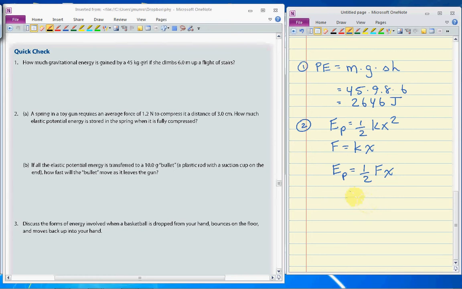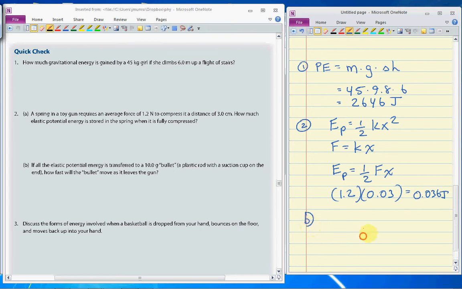Okay? So this works out to 1.2 times 0.03 when we do that, because if the average force is the middle of the total force, we know what it is. It's told to us here. The average force is 1.2. So from this, we're going to get 0.036 joules.